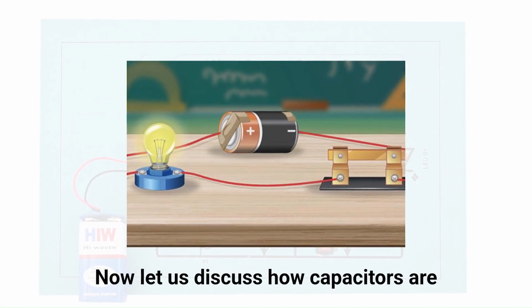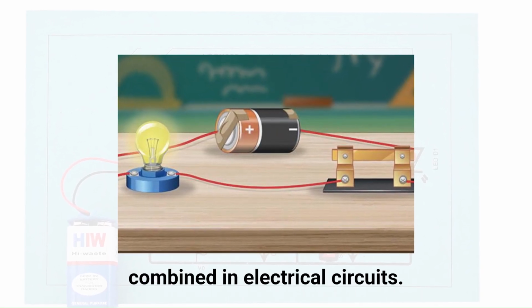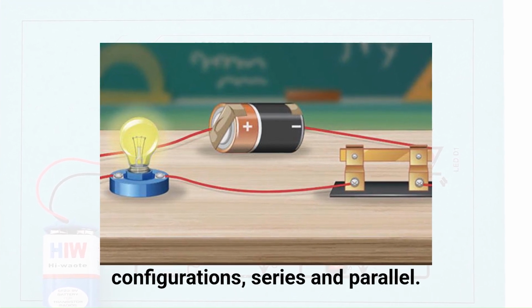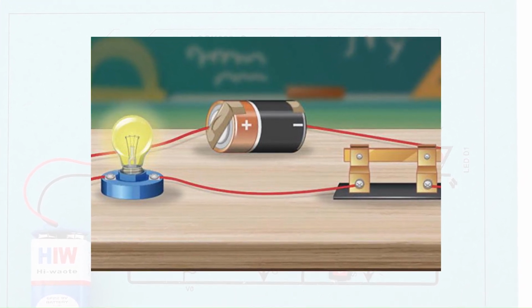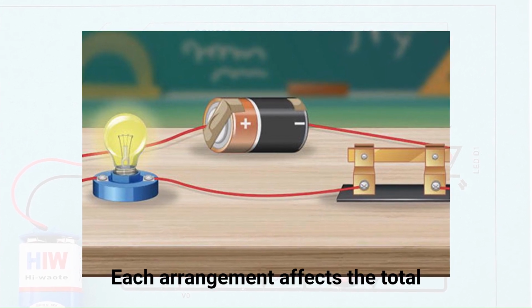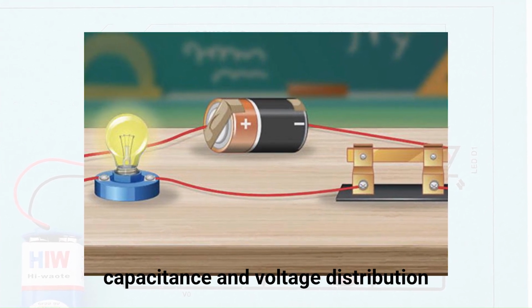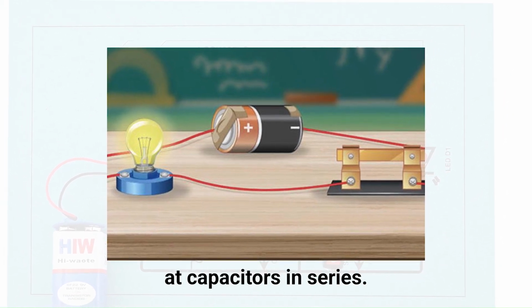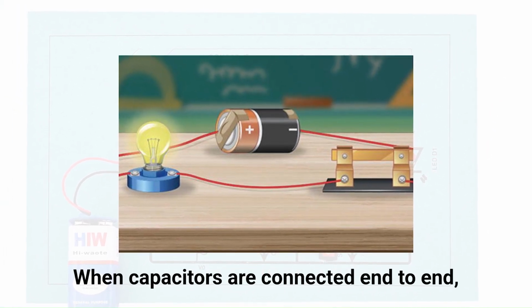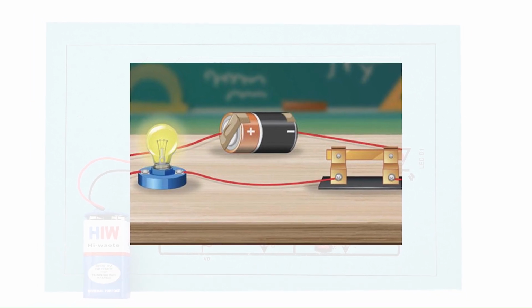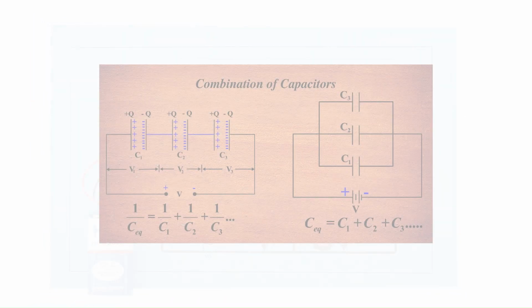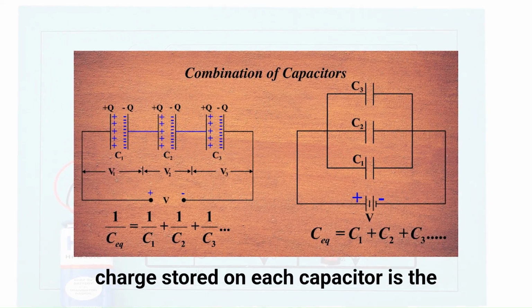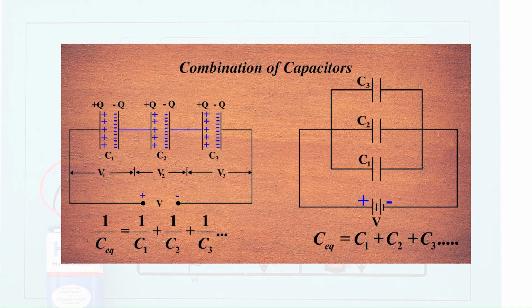Now, let's discuss how capacitors are combined in electrical circuits. Capacitors can be connected in two main configurations, series and parallel. Each arrangement affects the total capacitance and voltage distribution differently. First, let's look at capacitors in series. When capacitors are connected end-to-end, the total capacitance decreases. This happens because the charge stored on each capacitor is the same, but the voltage divides among them.